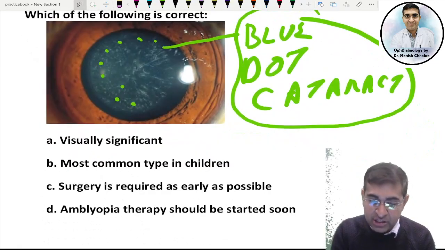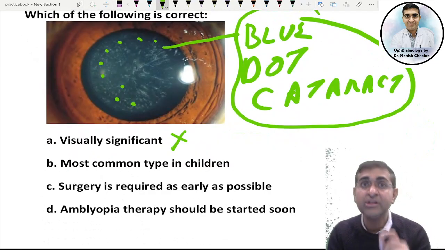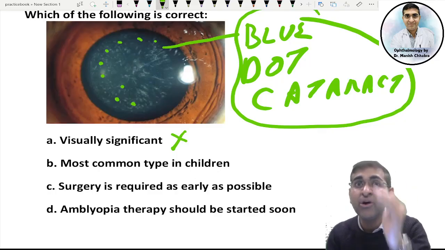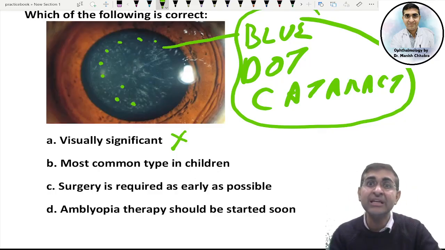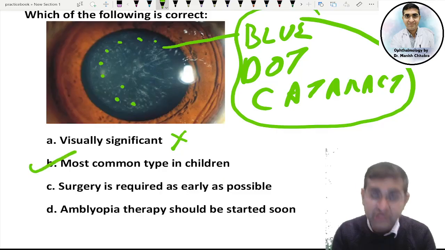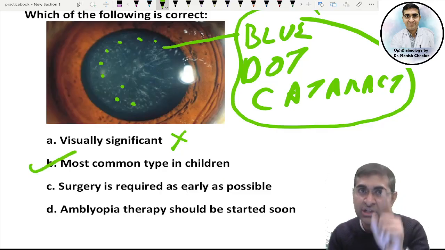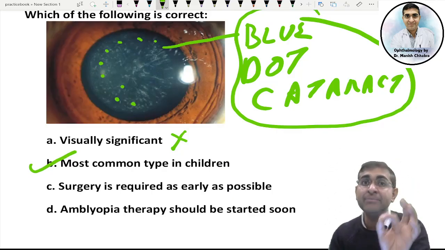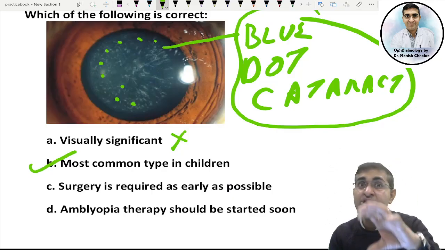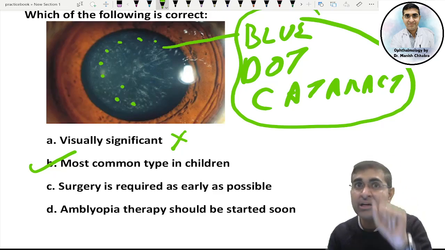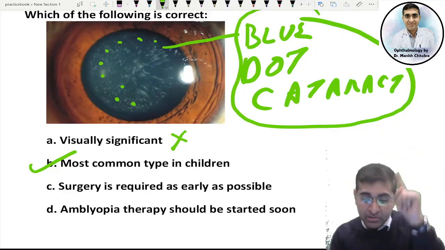Is it visually significant? No, this is not visually significant. It is not associated with loss of vision. Sometimes it is actually discovered by chance. Okay, most common type of cataract in children. Yes, it is the most common type of cataract in children. But if the examiner asks which is the most common type of cataract in children which is visually significant, then there is lamellar or zonular cataract. Otherwise, overall, it is blue dot cataract.